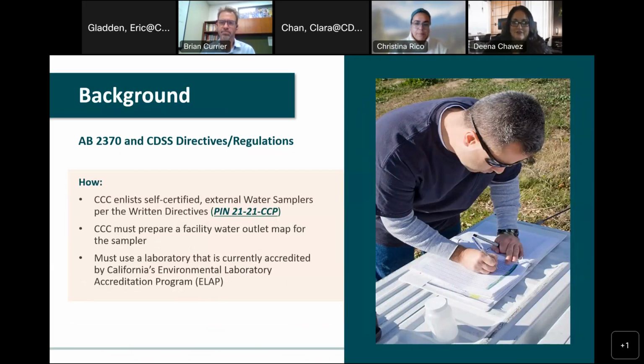How does a childcare center get the required testing? Centers must follow the written directives by enlisting a self-certified external water sampler and a laboratory that is accredited by the California Environmental Laboratory Accreditation Program, also known as ELAP. Your sampler will find you a lab. You should check with the sampler to make sure that the lab that they are using is approved by ELAP for lead analysis. The facility map is used to identify all water sources on the premises and verify that no water has been used during the stagnation period. In addition, outlets used for food and drinking water must be labeled alphabetically as specified in the written directives.